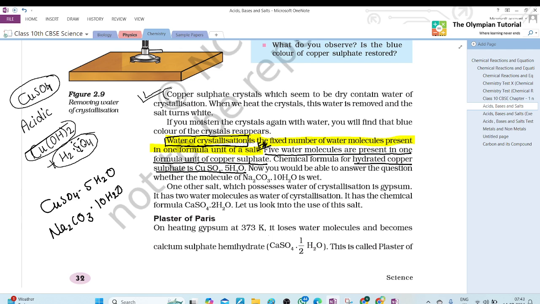Students, are you getting it? Another salt which possesses water of crystallization is gypsum. Here they are asking a question, and now you would be able to answer whether the molecule of Na2CO3.10H2O is wet.